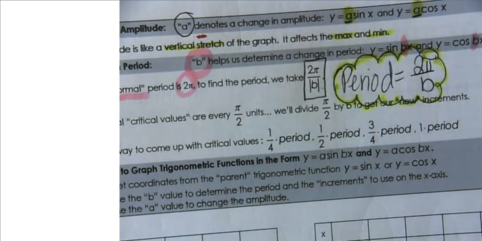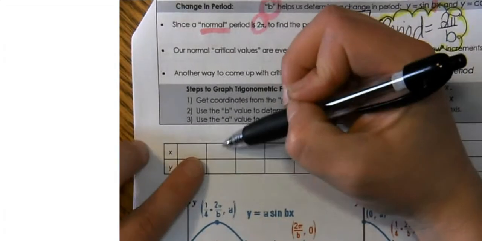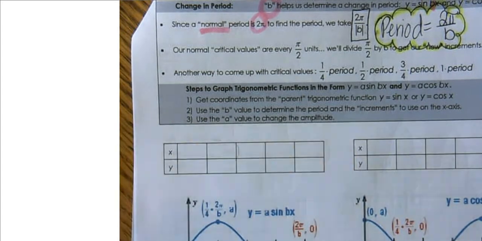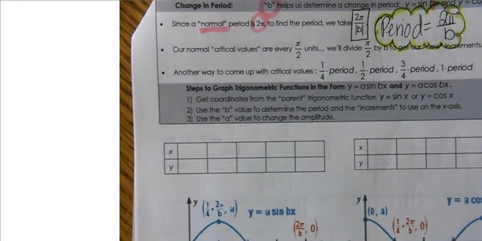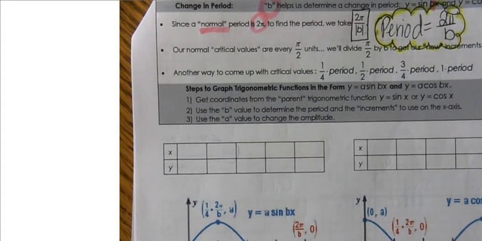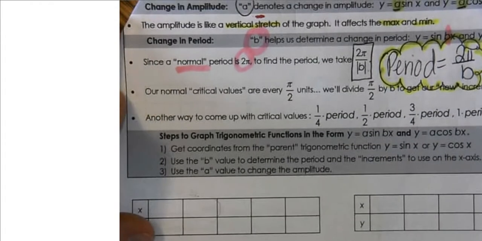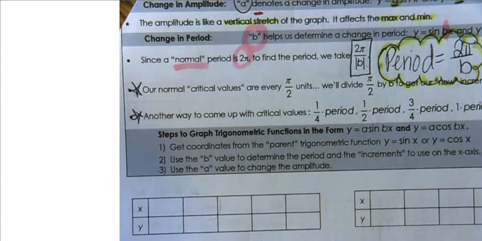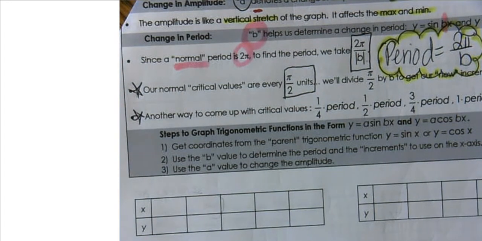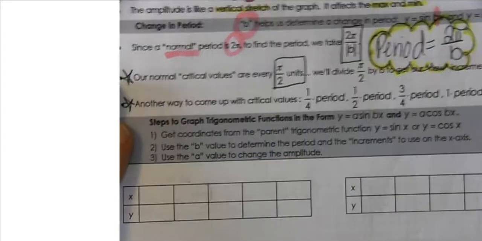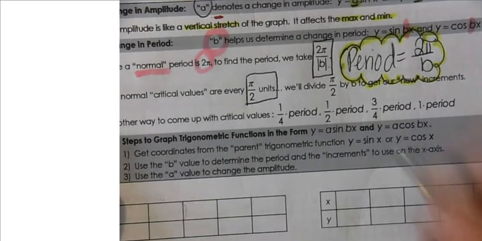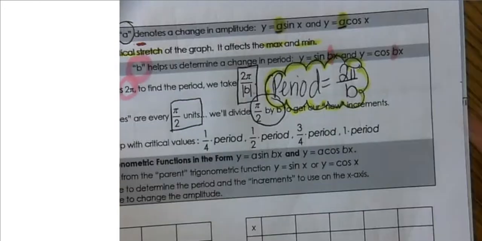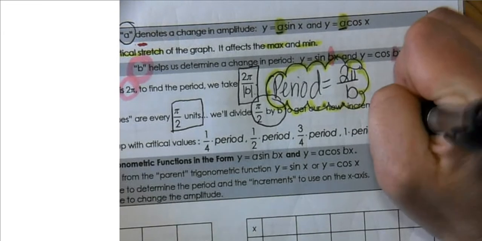So that's our period. When it comes to increments, remember that the increments was always what was going to be in that first x box, like that first x position outside of 0, 0, or 0, A. So one way to come up with that value, well, actually there's 2 ways, and both of these ways are identified right here. So our normal critical values were every pi over 2 units, and those values came from our unit circle. So if you want to figure out what your new increments are going to be, you're going to divide pi over 2 divided by b. So pi over 2 divided by b will give you your increments.